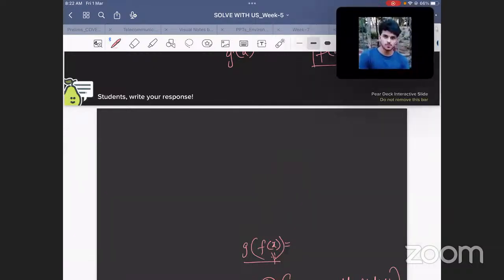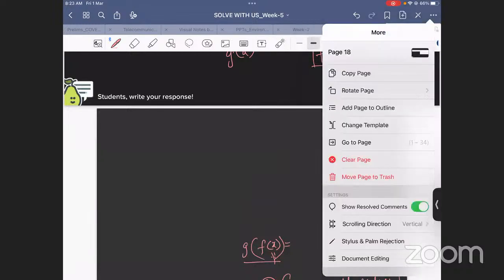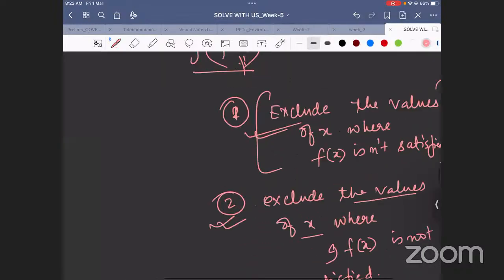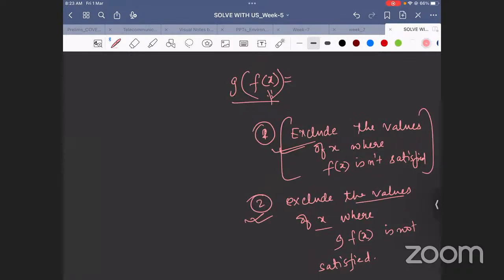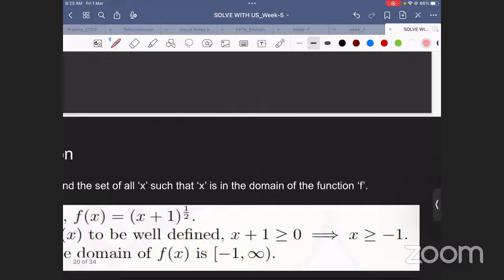Okay, let's take an example. One second, I'll give you one question, maybe that will clarify. So here the range of f(x) becomes the domain of g, right? Just give me one second. Okay, I have one problem. You can try to solve it.